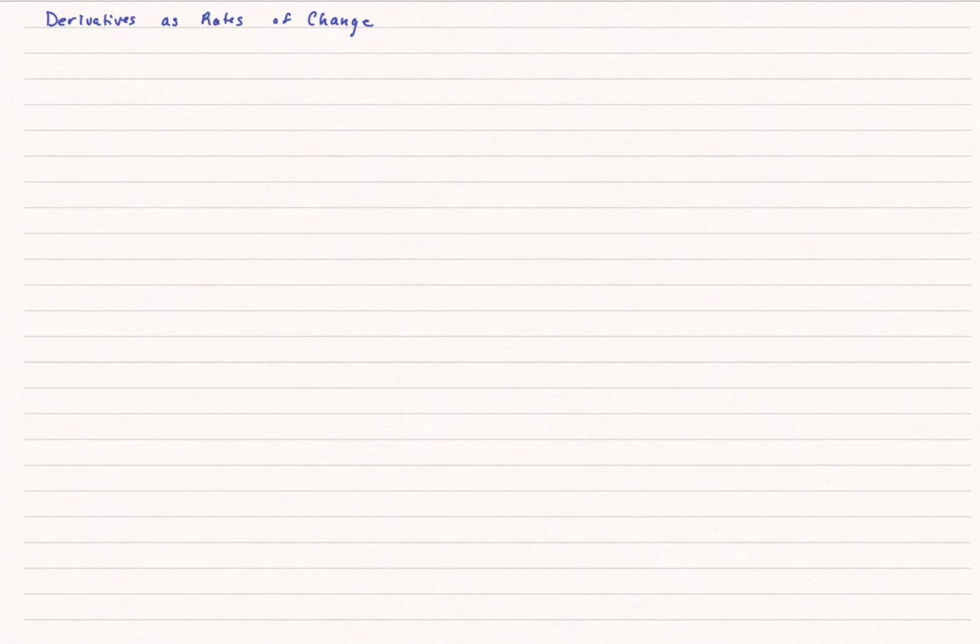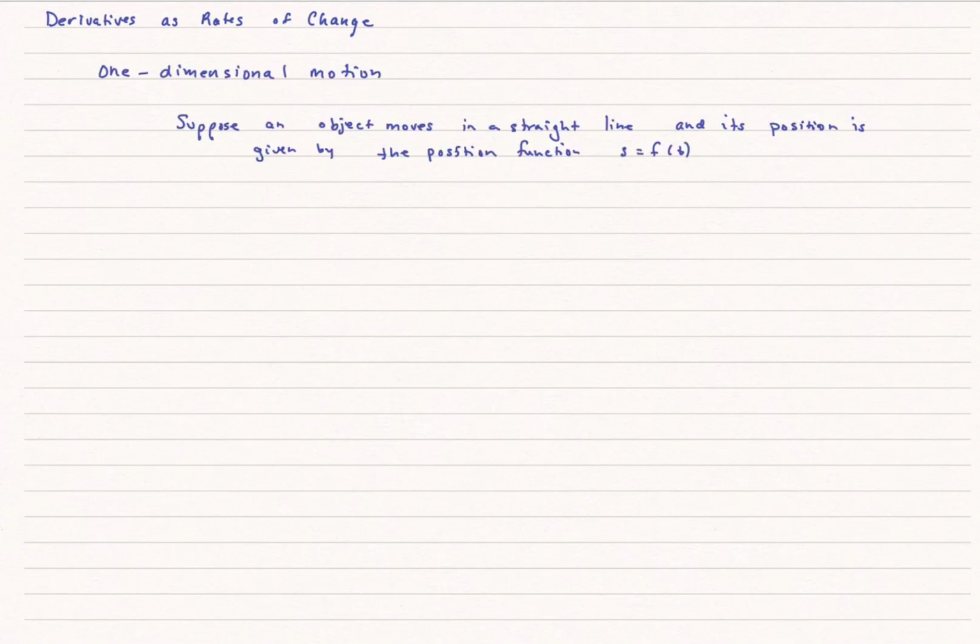Let's start off with one-dimensional motion. Let's suppose we have an object that's moving in a straight line. Its position is given by the position function s is equal to f of t. We're going to assume all positions are relative to the starting point, s equals 0.